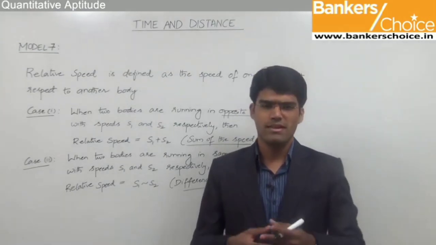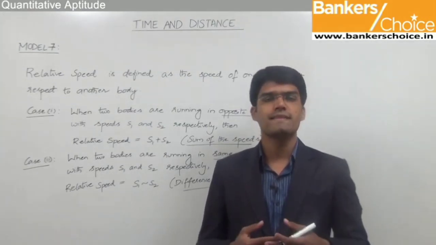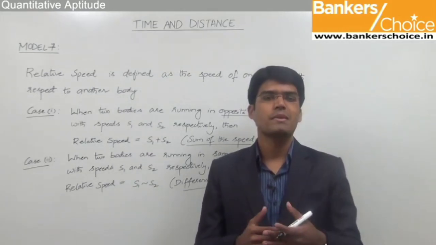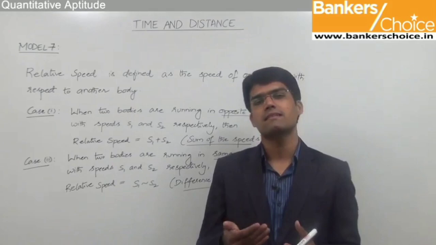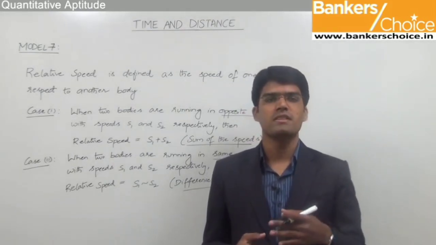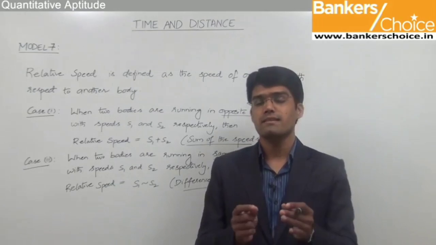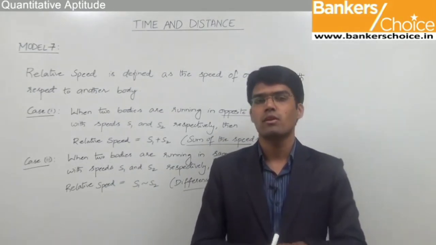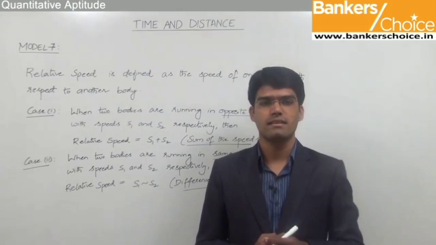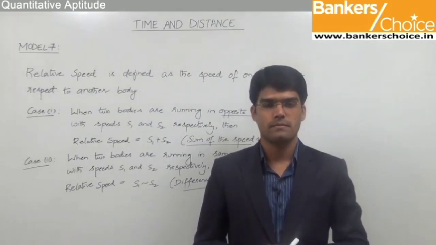their speeds. For example, let us assume that two trains are running in opposite directions on two different tracks with the speeds of 40 kilometers per hour and 60 kilometers per hour respectively. So the relative speed of one train with respect to the other train is given as the sum of their speeds because they are moving in opposite direction. So we can say that the relative speed will be 40 plus 60, that is 100 kilometers per hour.